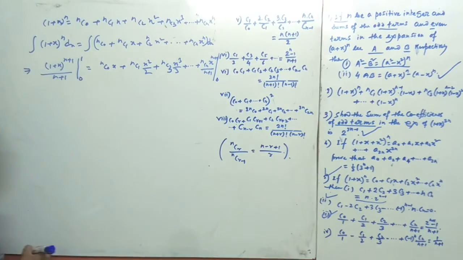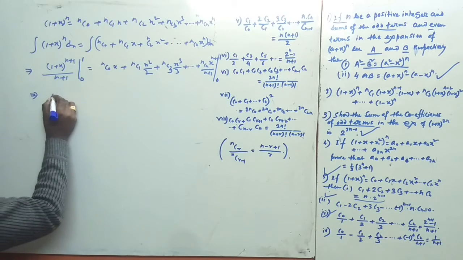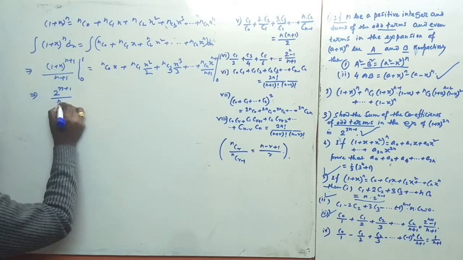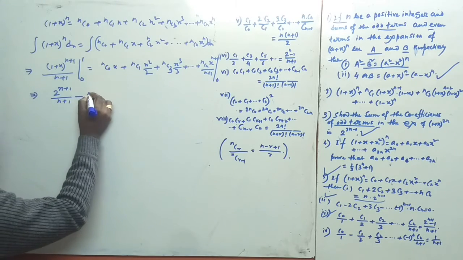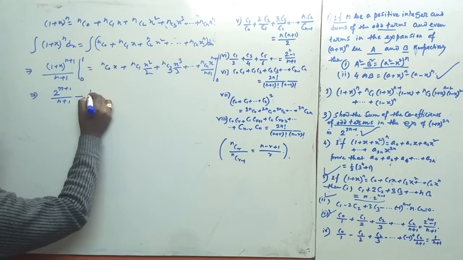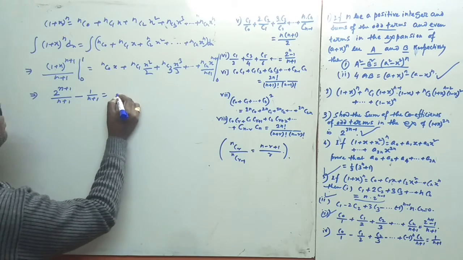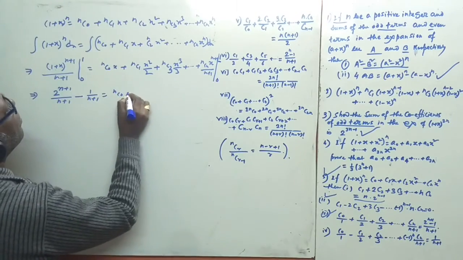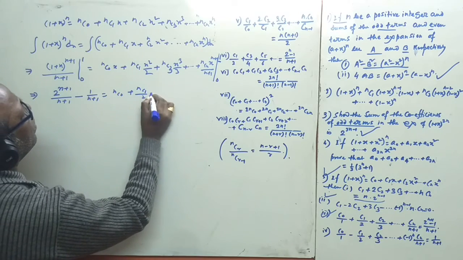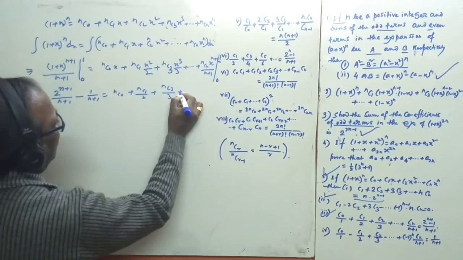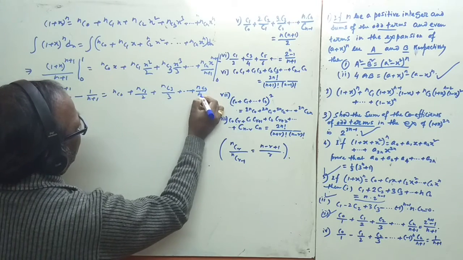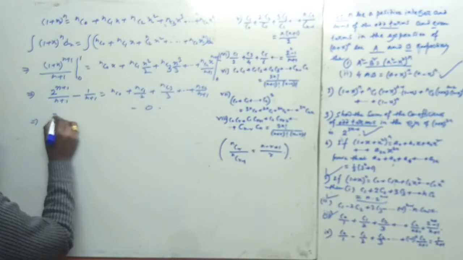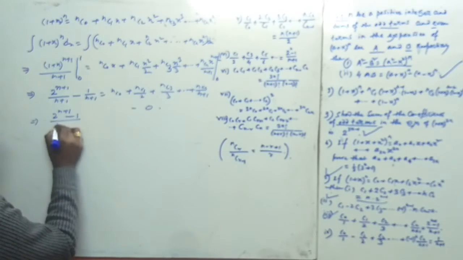Okay, 0 to 1. Then this is, if we put 1 here, this is 2 to the power n plus 1 by n plus 1. If we put 0, it's there 1 by n plus 1 here, and this is, if we put 1 then got, this is 1 here, nC0, nC1 by 2, nC3 by 3, nCn by n plus 1, and lower limit 0 is 0 here. And that is equal to 2 to the power n plus 1 minus 1 by n plus 1.